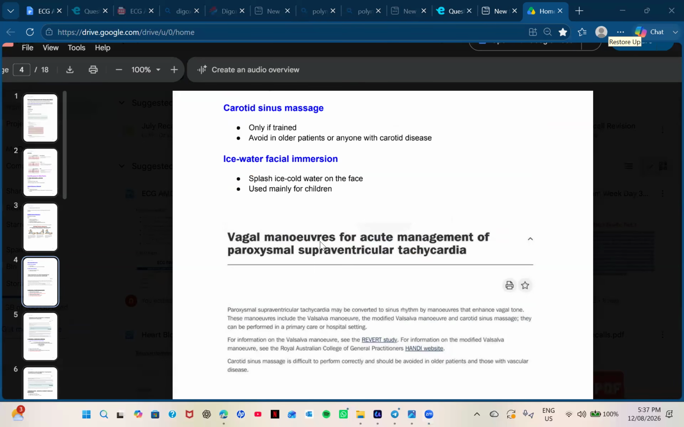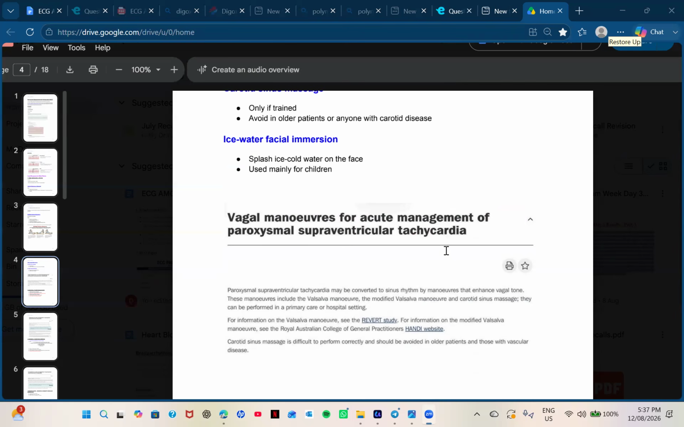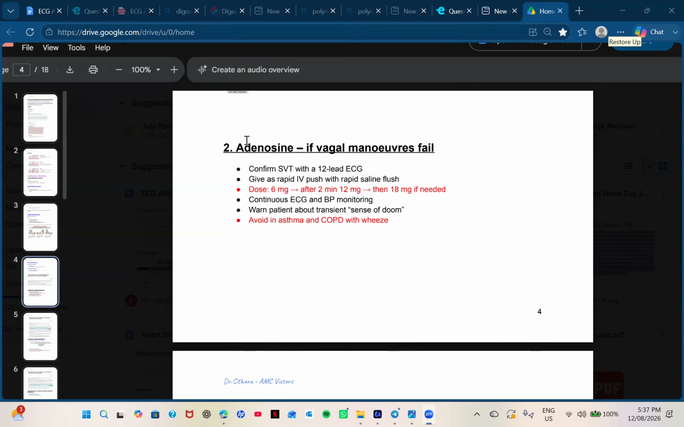Why not adenosine? Because the next thing is adenosine, right? Why should you not give adenosine, and why go with verapamil? Because the patient is asthmatic, right? So the second line is adenosine if the vagal maneuver failed, but we should avoid it in asthma or COPD with wheezing, right?